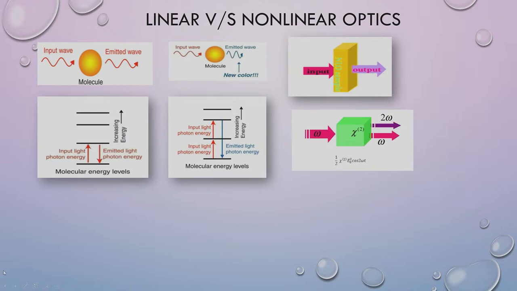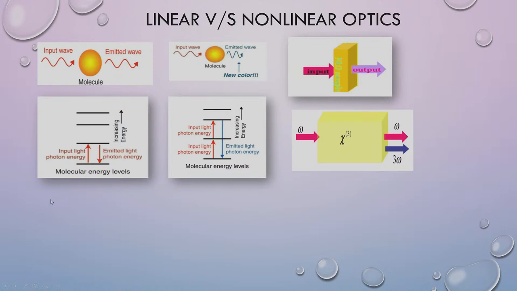Similarly, when light is incident on a nonlinear optical crystal, it leads to the formation of a second harmonic generated wave, and there will also be a residual normal frequency wave. Similarly, there is also a possibility of third harmonic generation. Third harmonic generation is nothing but, instead of two photon absorption, we have three photon absorption as the phenomenon. So that's how they are different from each other.